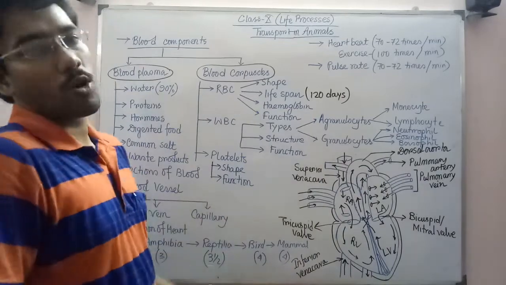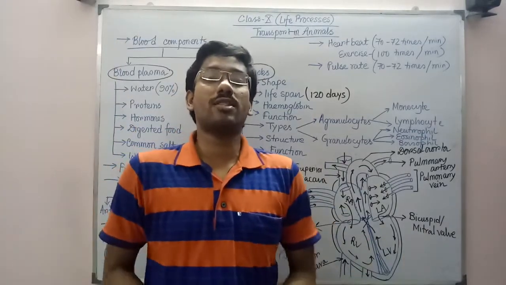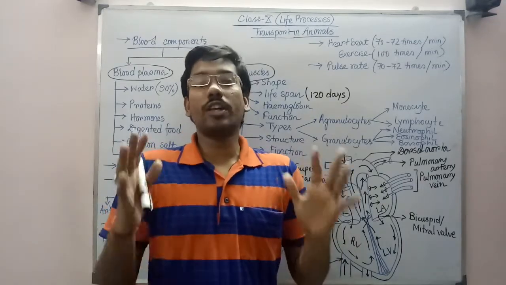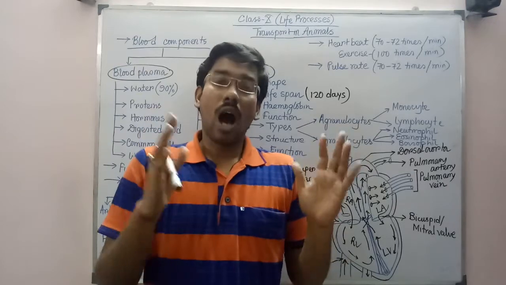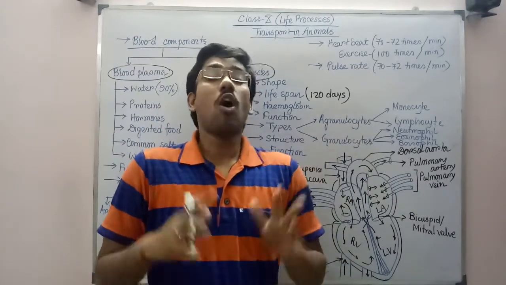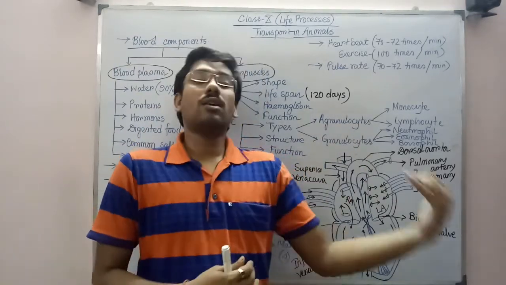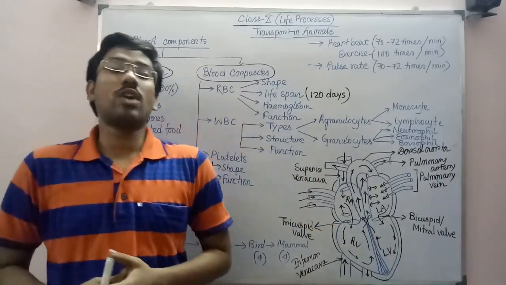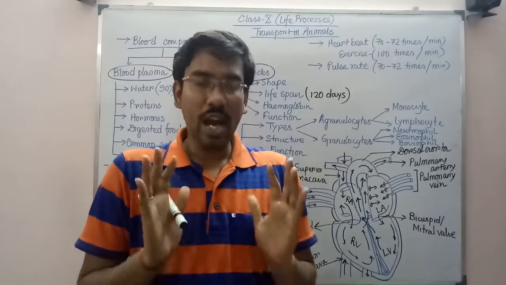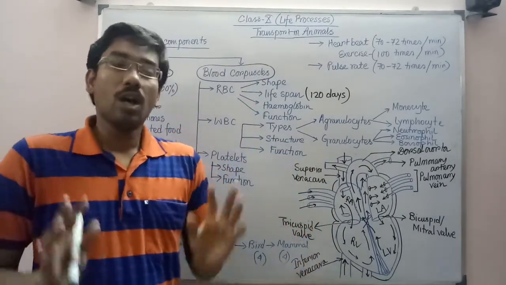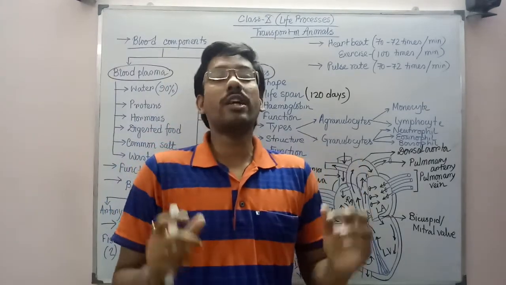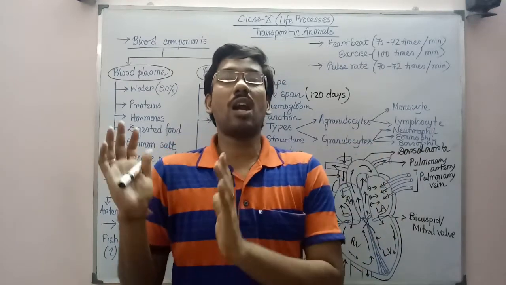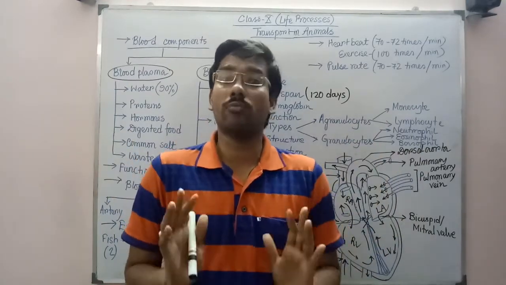Function: RBC is responsible for transporting various gaseous substances, for example oxygen and carbon dioxide. When RBC is transporting oxygen, at that time the hemoglobin is commonly known as oxyhemoglobin, and when the hemoglobin is transporting carbon dioxide, at that time it is commonly known as carbaminohemoglobin. So we have to keep these two terminologies properly. Oxygen: oxyhemoglobin. Carbon dioxide: carbaminohemoglobin.